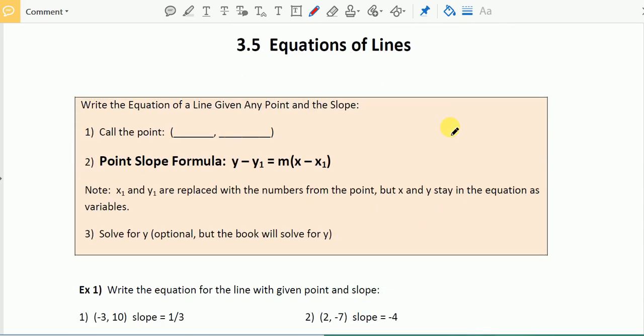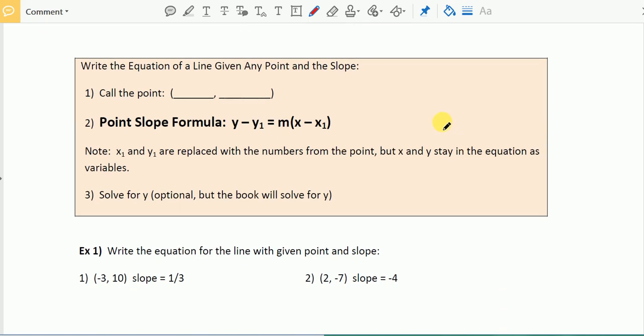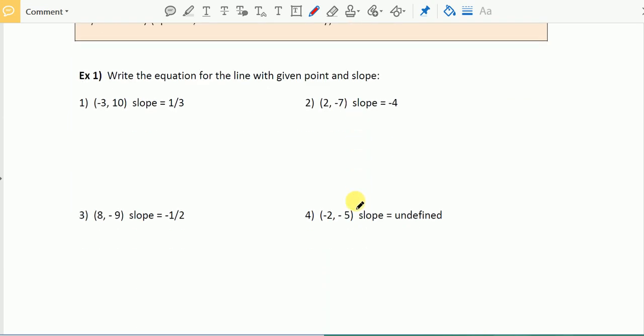So that is section 3.4. Now we are moving on to section 3.5, equation of the line. We are trying to write the equation of a line given a point and a slope, and we call that the point-slope formula. I call the point x1, y1. The point-slope formula says that y minus y1 equals m, the slope, multiplied by x minus x1. This is just another review.